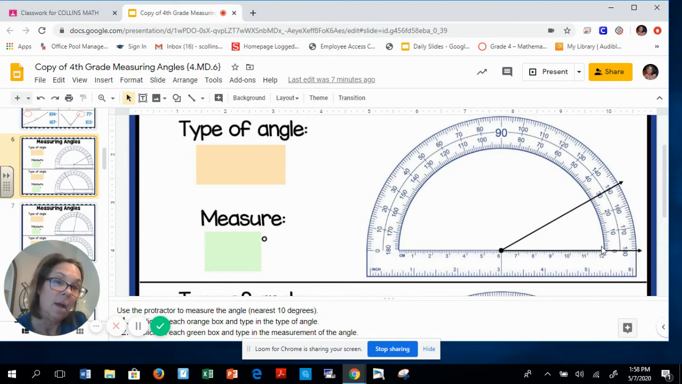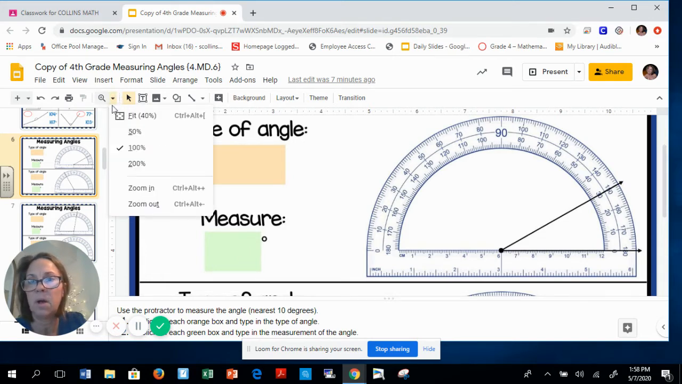And then again, you have to start at the 0. So if this was the 0 on the outside, I'd use the outside numbers. If the 0's on the inside, you use the inside numbers, and that takes me to 30, so I would type that right here. So that's how you do those slides. Now unzoom.